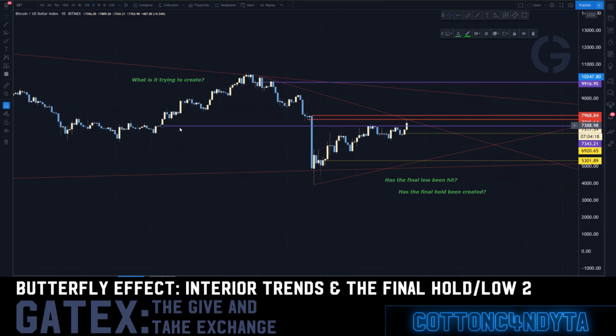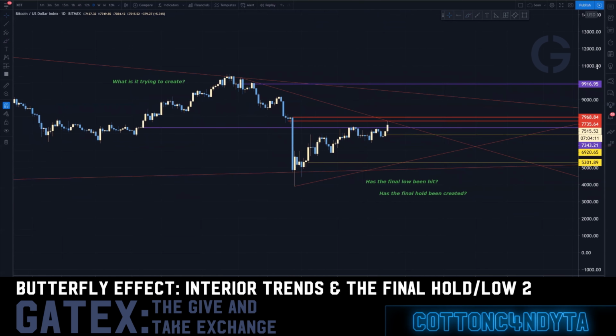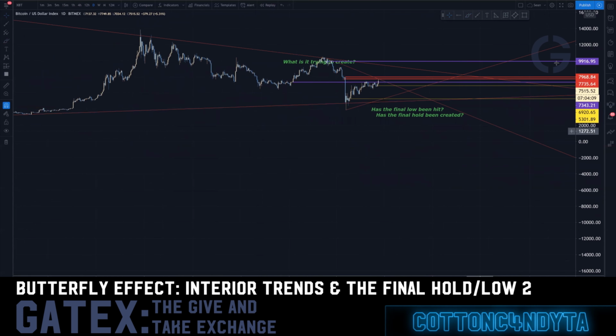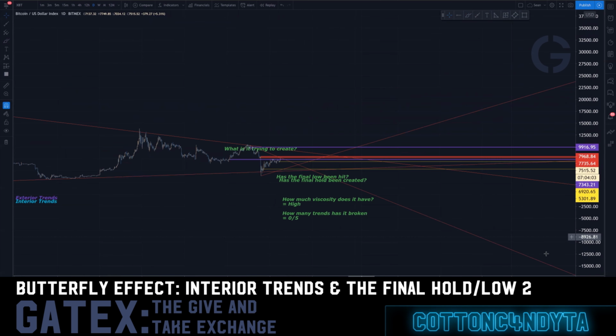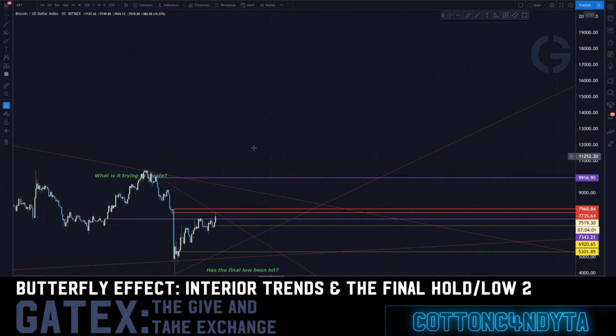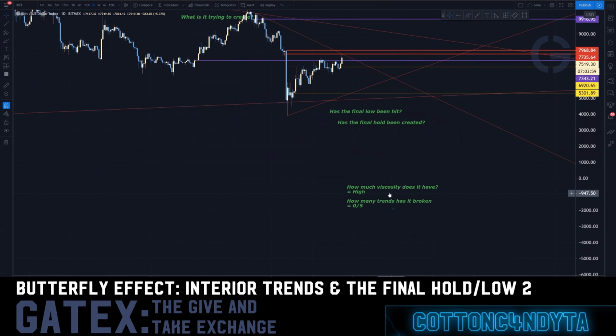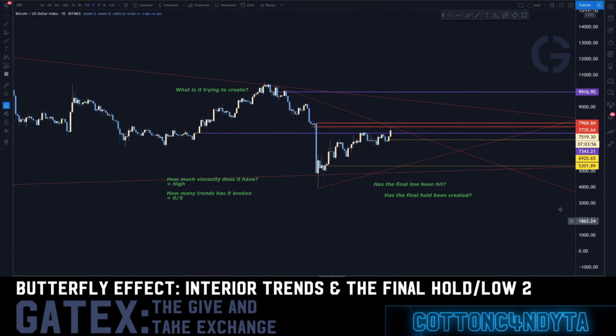What is trying to be created? Distribution, right? So we know the distribution is trying to be created off this level being hit. We know we were going to have a final low by just tracing through the move. We know there's going to be a final hold based on that final low. And then the final piece of this, where you see it all, let's zoom out. How much viscosity does a move have, versus how many trends has it broken? Up to this point, it's been pretty heavy in theory.